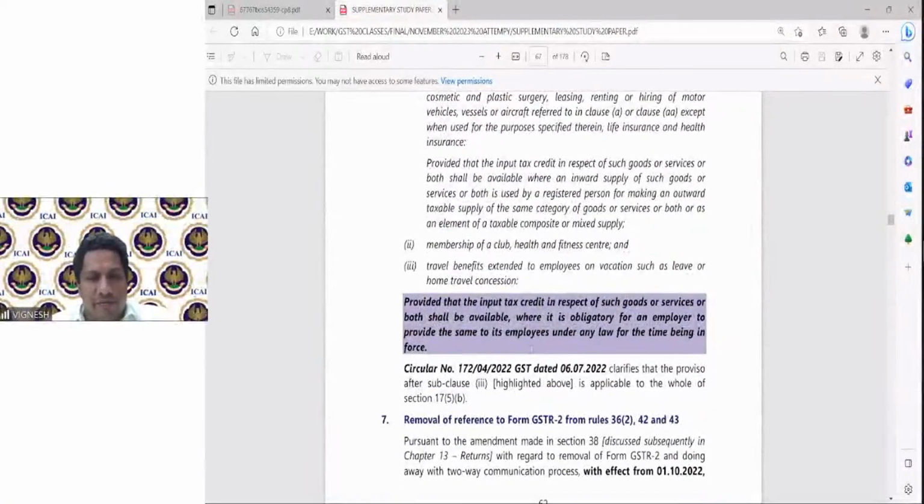Then membership of club, health and fitness center, and travel benefits extended to employees on vacation. Here there is a provision which says that ITC in respect of such goods or services or both shall be available where it is obligatory for the employer to provide the same to the employees under any law for the time being in force. That clearly means whatever provision is highlighted above is applicable to the entire 17 subsection 5 clause B. So for 1, 2, and 3, all these 3, this provision is applicable. It gives an impression as if this provision is applicable only to point number 3, but clarification is given, so the entire 1, 2, and 3 will be covered.